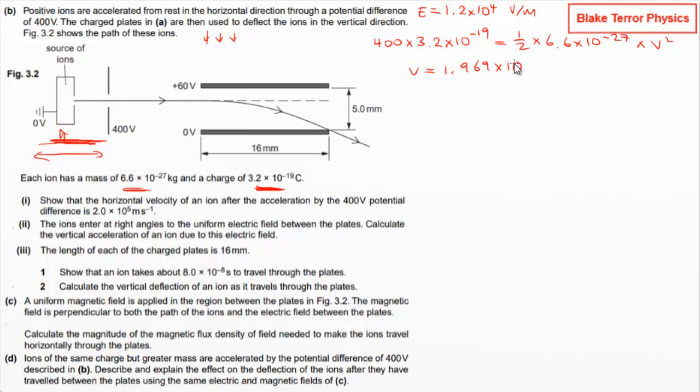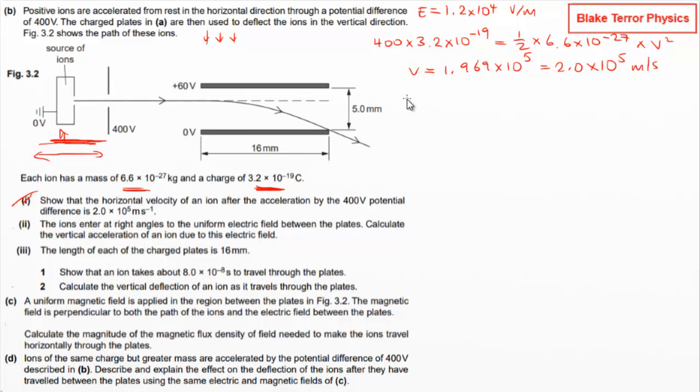1.969 times 10 to the 5, which is 2.0 times 10 to the 5 meters per second to two significant figures. So that was that bit. Right, the ions enter at right angles to the uniform electric field between the plates. Calculate the vertical acceleration of an ion due to this electric field.